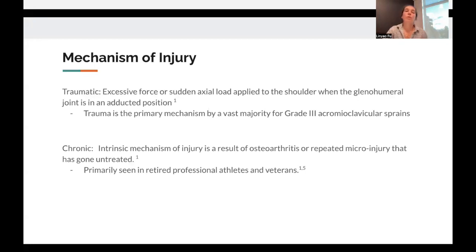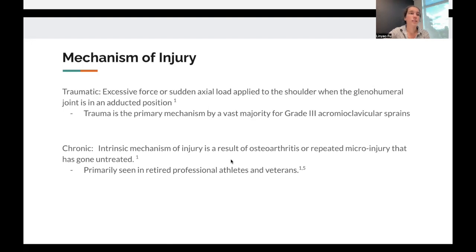So there are two mechanisms of injury. There's a traumatic mechanism of injury where it's excessive force or sudden axial load applied to the shoulder. This usually happens in an adducted position. And basically it's just a lot of pressure or load applied straight to the acromion. And this trauma is the primary mechanism by a vast majority for grade 3 sprains. As for chronic, it's an intrinsic mechanism of injury as a result of osteoarthritis or repeated microinjury that's gone untreated.